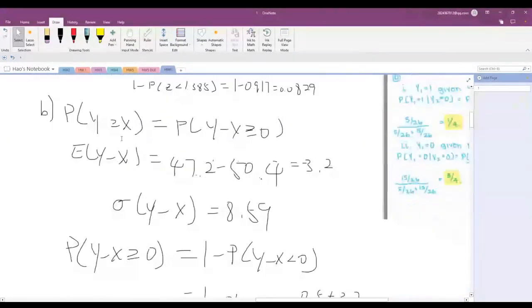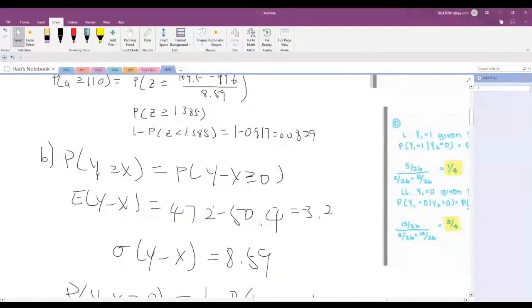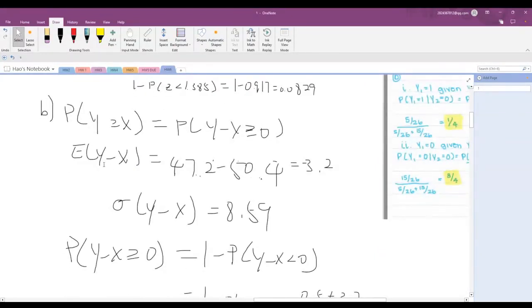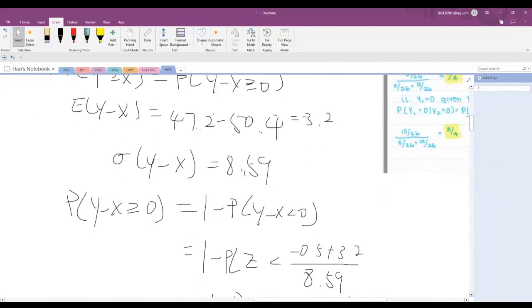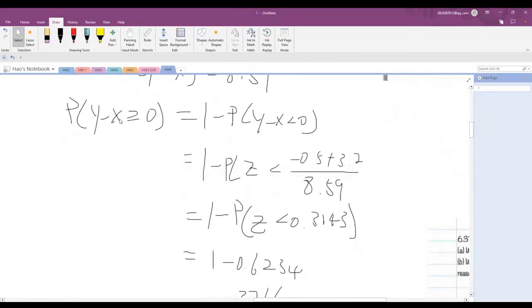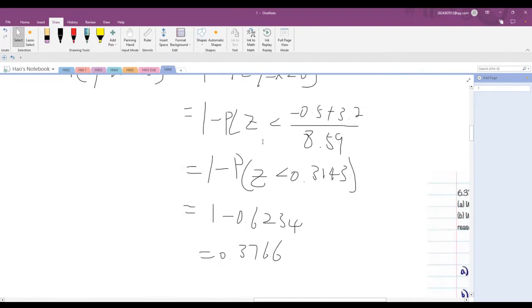And then for B, it's the probability of Y, women, greater than or equal to X, men. It's the same as Y minus X greater than or equal to 0. Then I find the expectation of Y minus X to get negative 3.2 and sigma as 8.59. Then continue plugging into the formulas to get 0.3766.